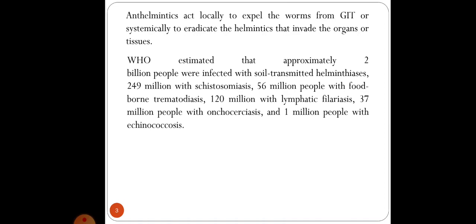WHO estimated that approximately 2 billion people annually were infected with soil transmitted helminthiasis, 249 million with schistosomiasis, 56 million people with foodborne trematodiasis, 120 million with lymphatic filariasis, 17 million people with onchocerciasis, and 1 million people with echinococcosis.